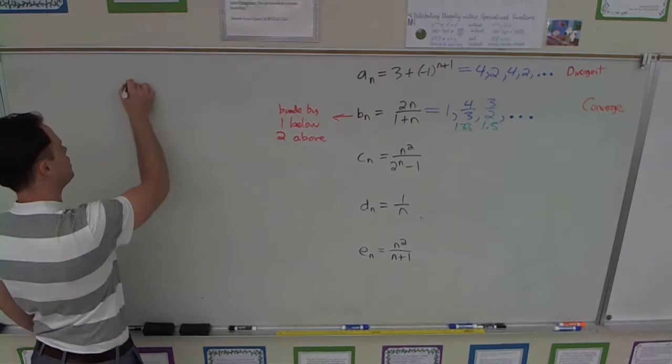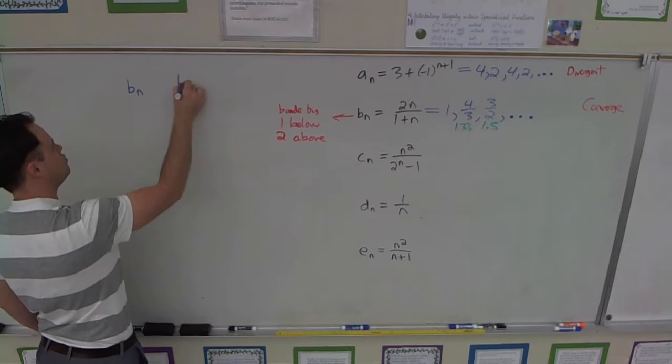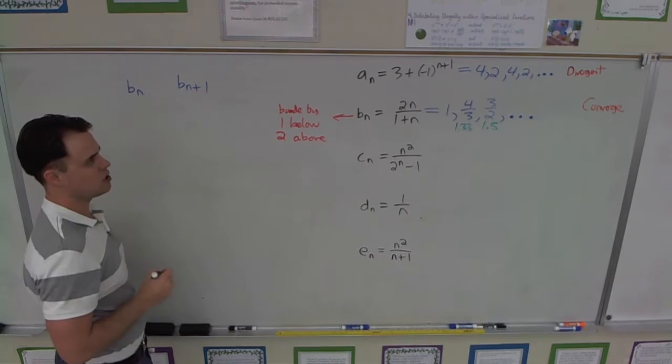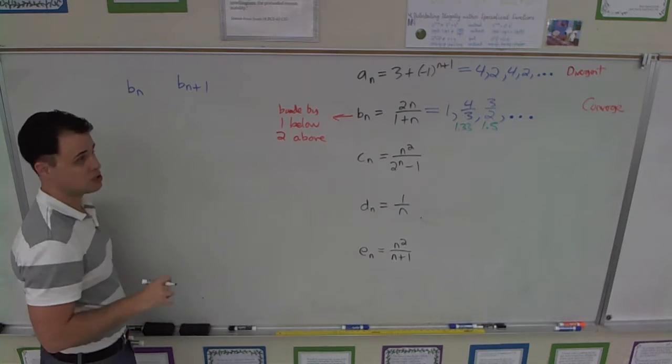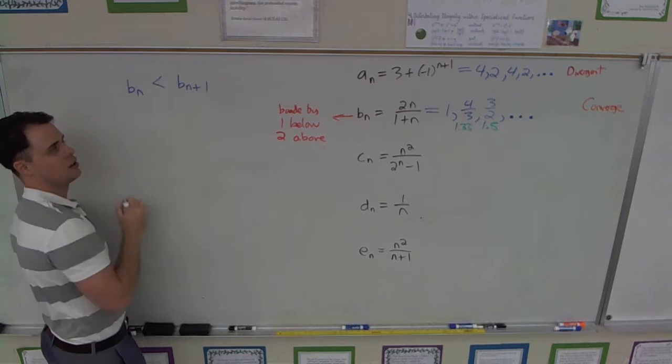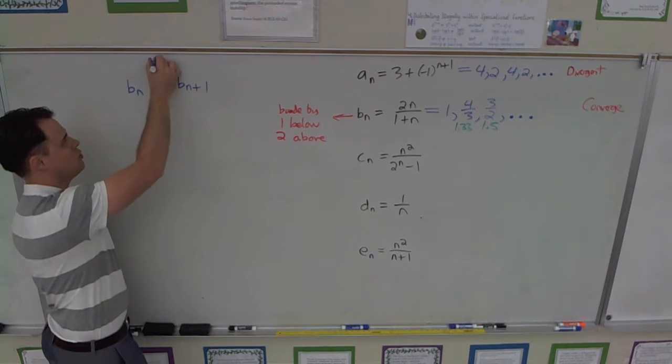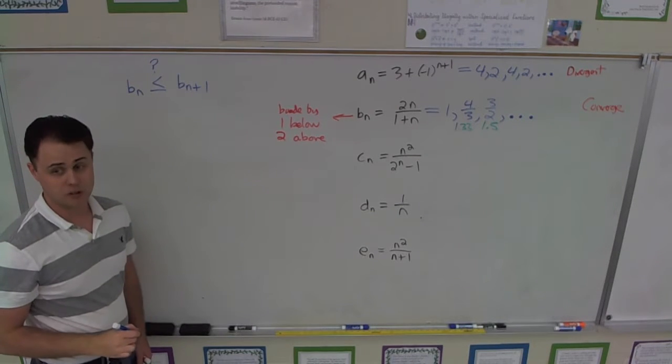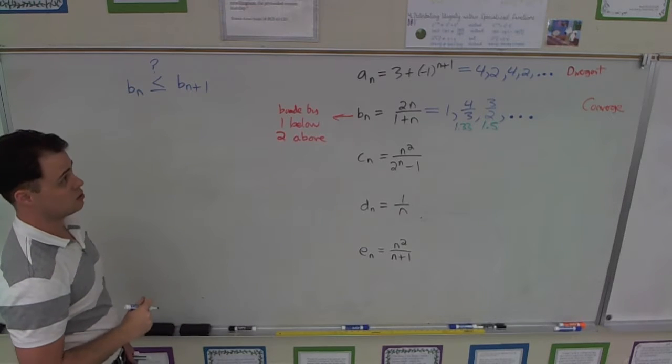So I'm just going to see b sub n compared to b sub n plus 1. If it's increasing like we expect, and it strictly does that, then this has to be which way? Less than. B sub n has to be less than. Yes, right? Do we know this? I don't think we've shown it. Let's show it. We're going to have to show this in lots of situations.